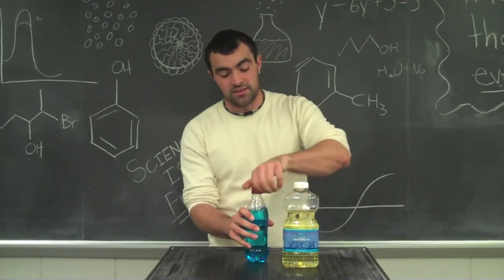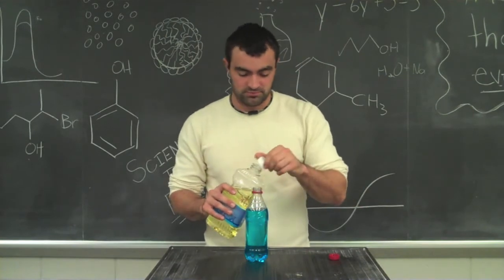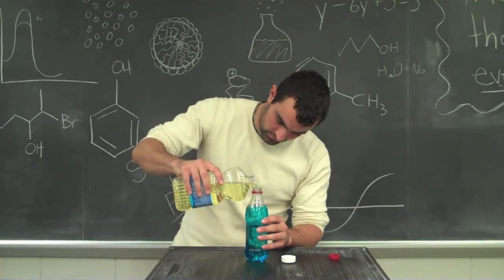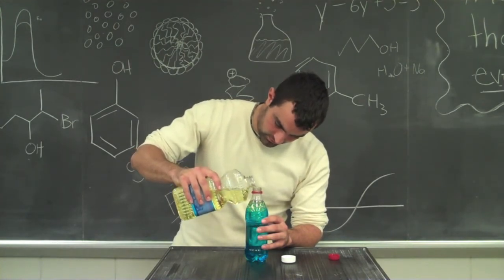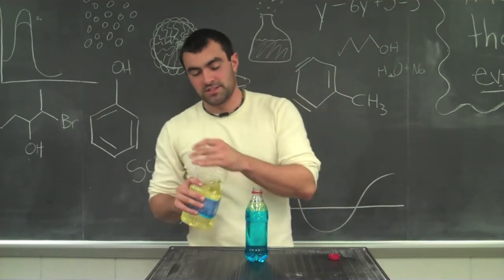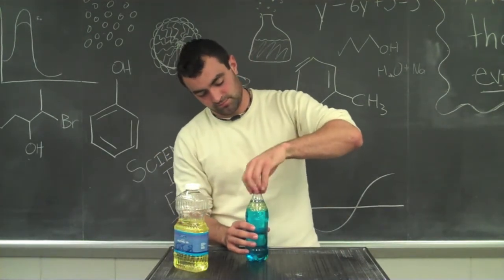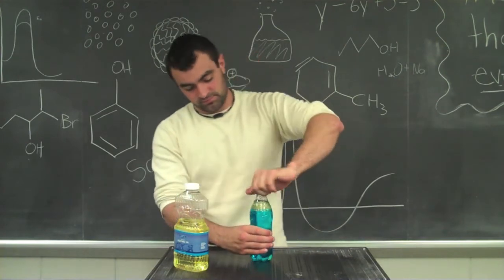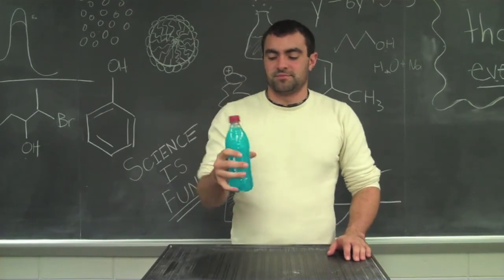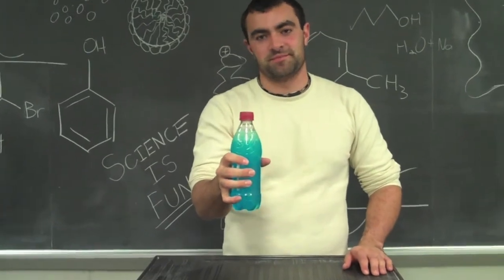And now we're going to add the vegetable oil. Make sure to do this carefully as to not spill. Fill it to be about this high. Close both lids tightly. Now make sure the lid is tightly closed. Shake it up. See what happens? It separates almost immediately.